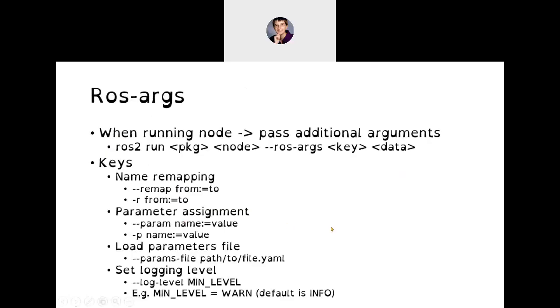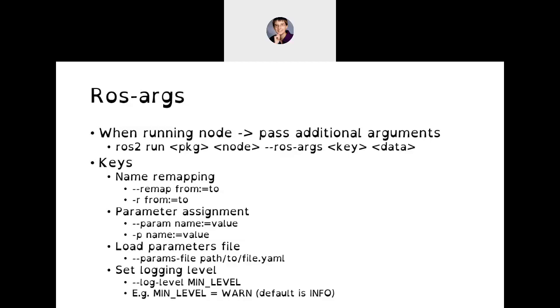So first thing, you've seen I've used this a couple times, but now we're going to look at it a little bit more formally, which is --ros-args. This allows you to pass some additional information when you're running a node. There are a few things that we might do with --ros-args. One of them is remapping, which we'll talk about later.